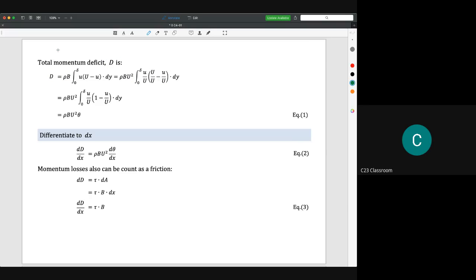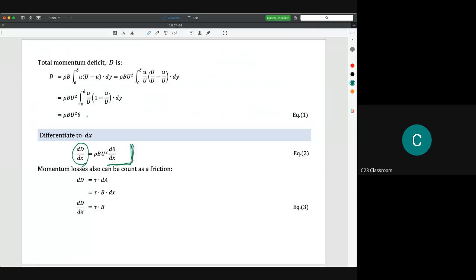So why do we need this? Because it can give us this kind of equation. If you get this kind of equation, you could say that this term is actually equal to theta. So now the total momentum deficit proposed by von Karman is actually rho b u square theta. Then, to simplify our calculation later on, we differentiate this term with respect to x. So we have dD/dx equal to rho b u square d theta/dx.